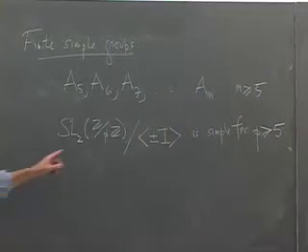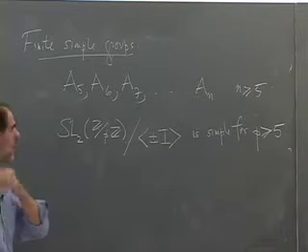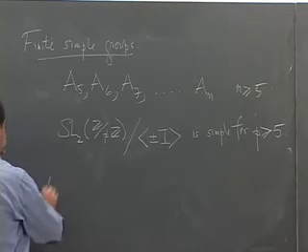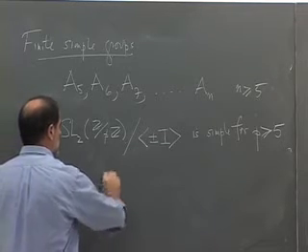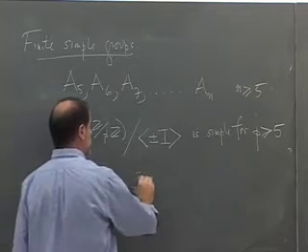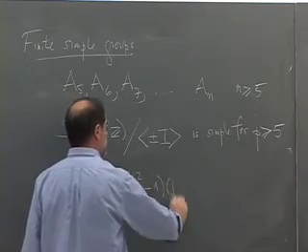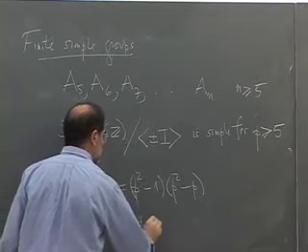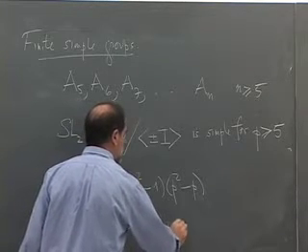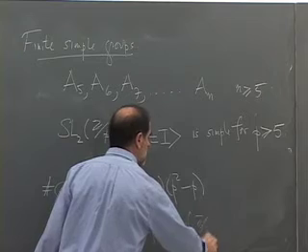There are always a couple of low cases that you have to exclude. So what's the order of this group? Well, we saw that the order of GL2 was the number of bases, which was p squared minus 1 times p squared minus p, bases of Z mod p squared.